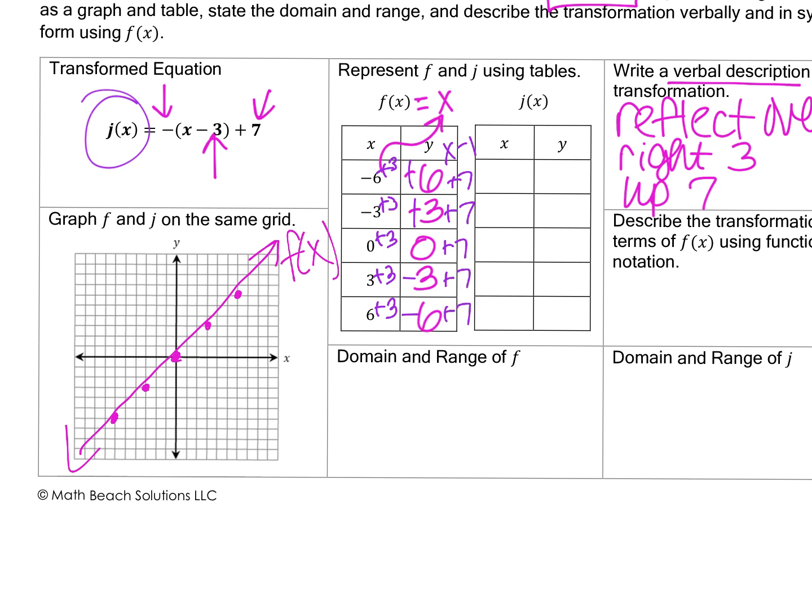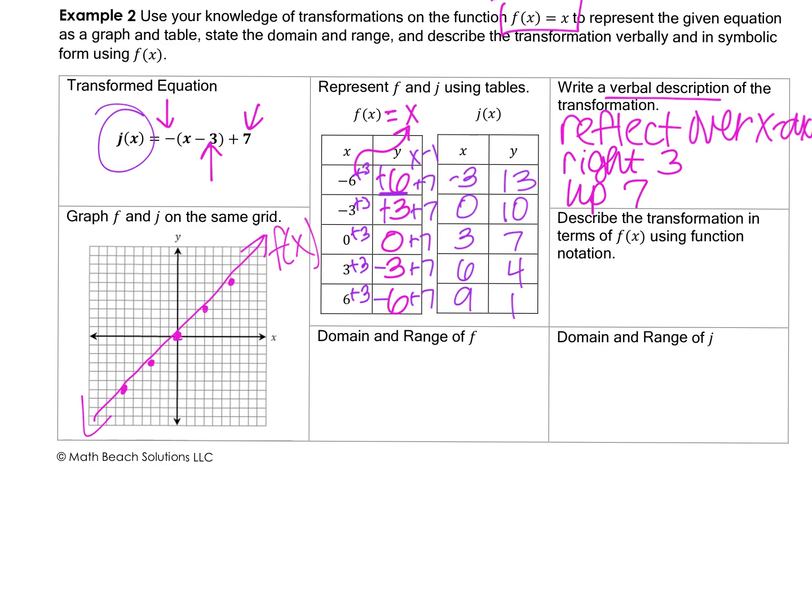All right, so my new x's, negative 6 plus 3 is negative 3. Negative 3 plus 3 is 0. 0 plus 3 is 3. 3 plus 3 is 6. And then 9 there. Our y values, so remember we had to multiply by negative 1, so we're looking at positive 6 plus 7, which would be 13. Positive 3 plus 7, which is 10. 0 plus 7 is 7. Negative 3 plus 7 is 4. And negative 6 plus 7 is 1.